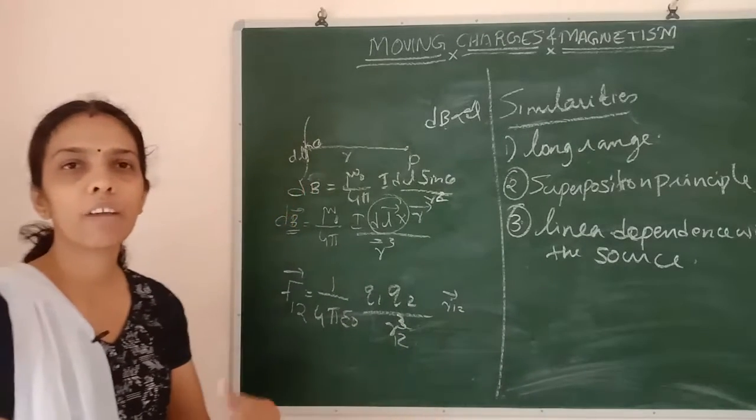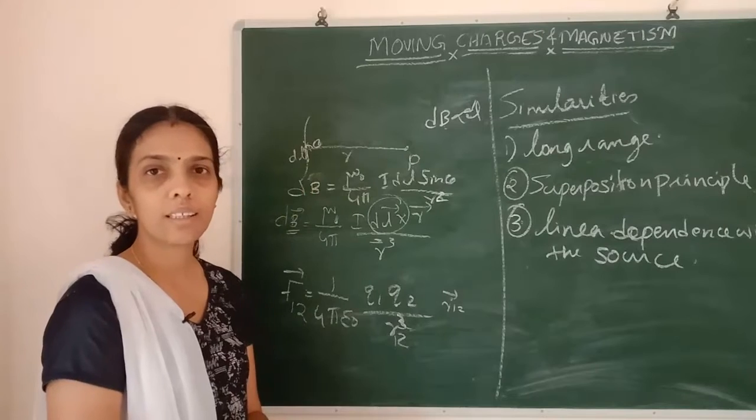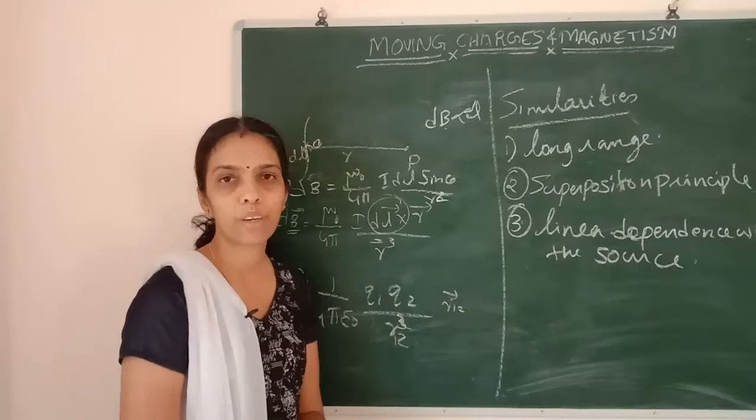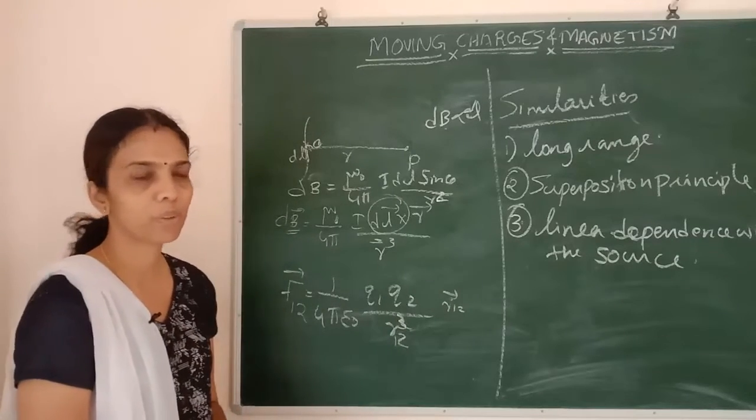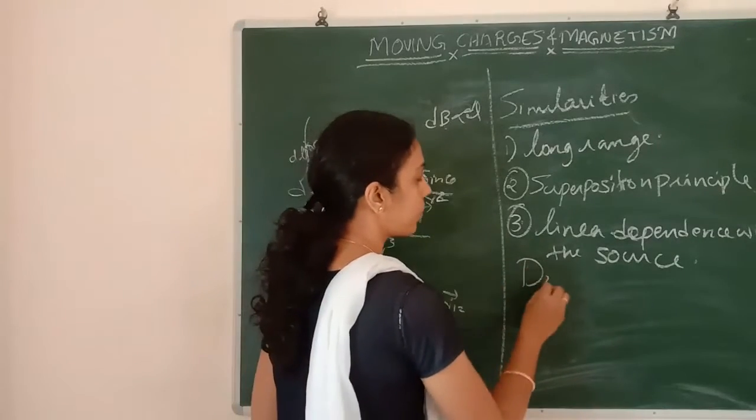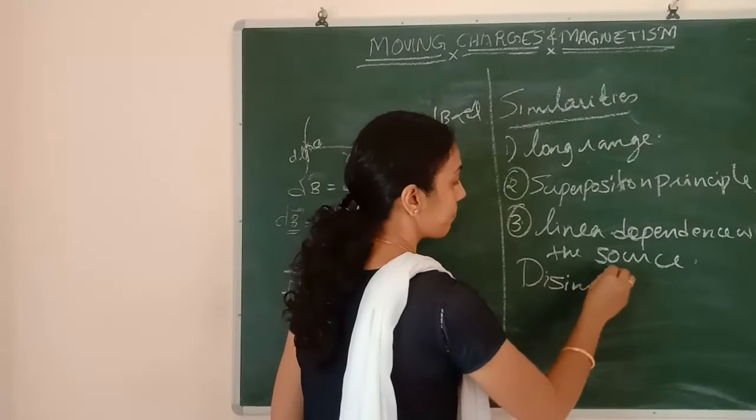The electric force is F equals Q into E, and in the same way we can find the electric field and the magnetic field. Now we are going to find the dissimilarities.